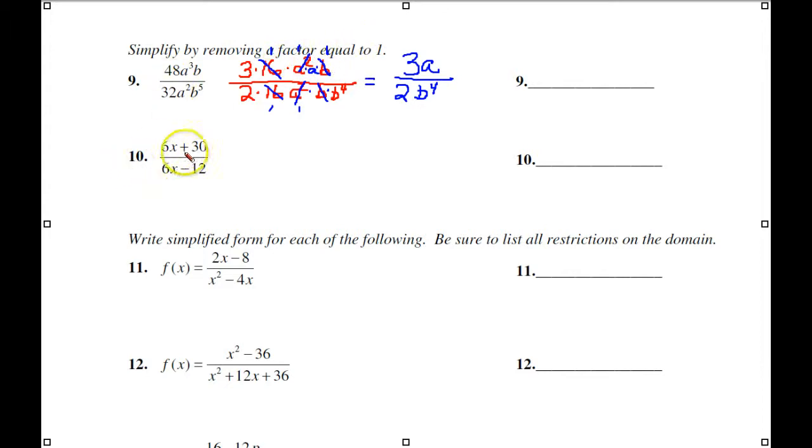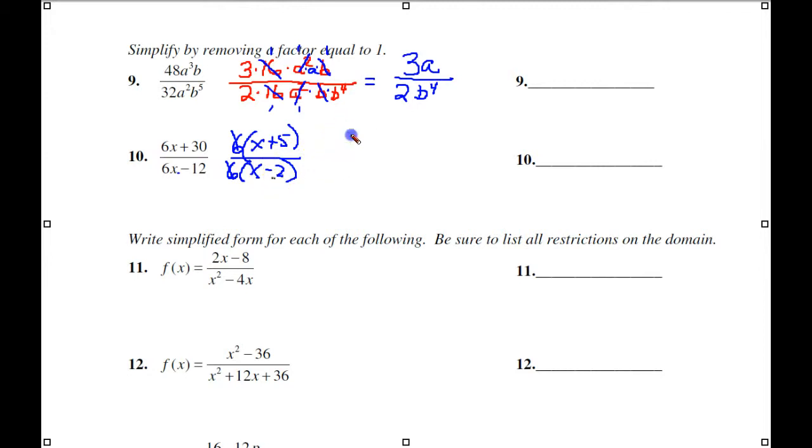Now as we look at number 10, first of all, you can never just do this, because you're only allowed to cancel out common factors. But here I see I can take a 6 out of there. And when I take a 6 out of the top, I get an x plus 5. Now I can take a 6 out of the bottom, and I get an x minus 2. Now what are common factors? Well, the 6's are. So my final answer is x plus 5 over x minus 2.